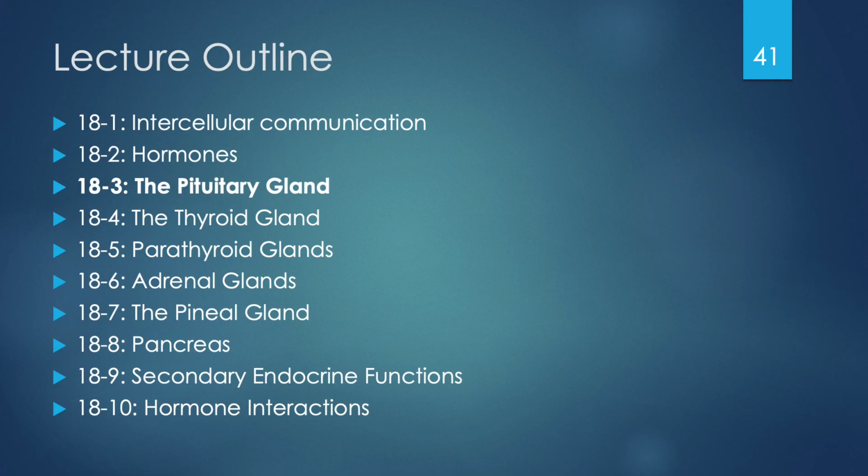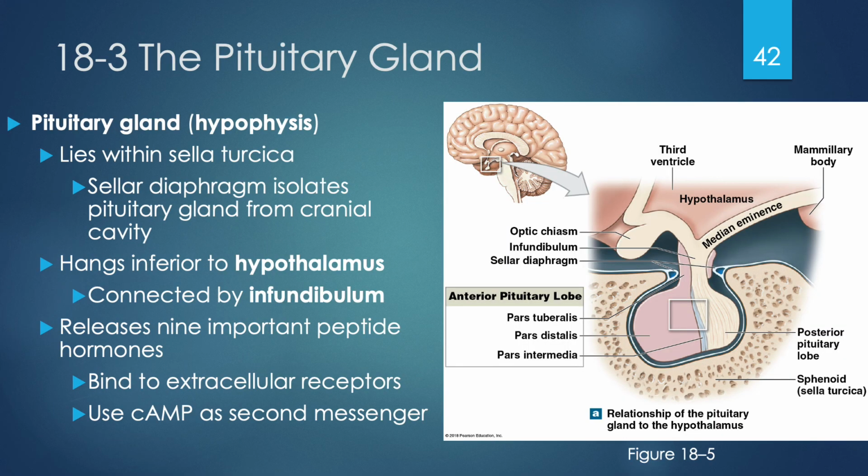Now let's look at section 18.3, the pituitary gland. The pituitary gland, or hypophysis, is known as our master gland because it secretes 9 different peptide hormones. So where is it first? Well, it's within the sella turcica, which means Turkish saddle. So it's resting comfortably in this little space.